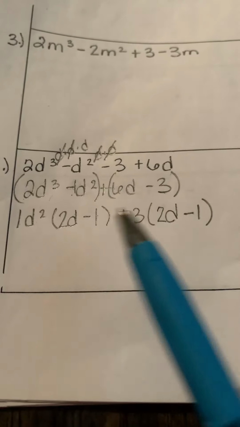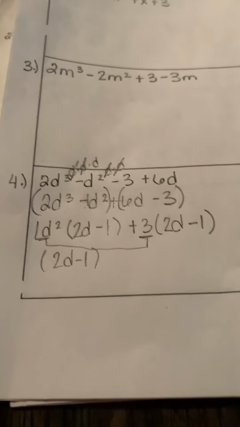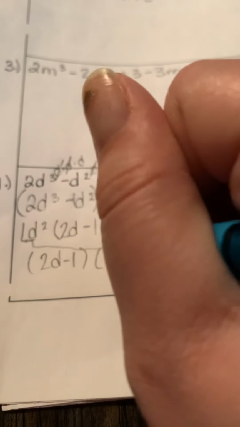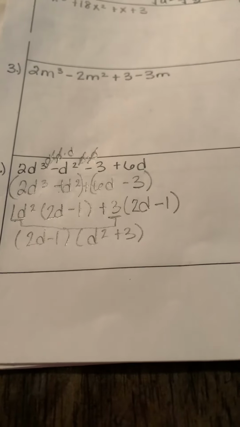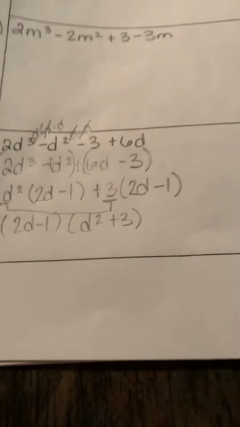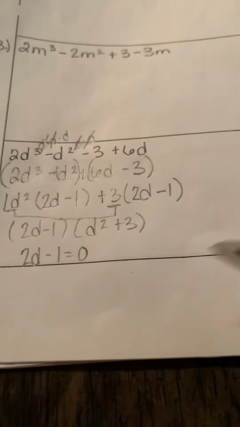What's in parentheses match, so that's our first factor. So 2d minus 1. And our second factor is this 1d squared plus our 3. Or we can just simply say d squared plus 3. You could use the box method to make sure that you come back to your original problem. I'm not going to do that here. I'm going to go ahead and set up my two factors, set them equal to 0.